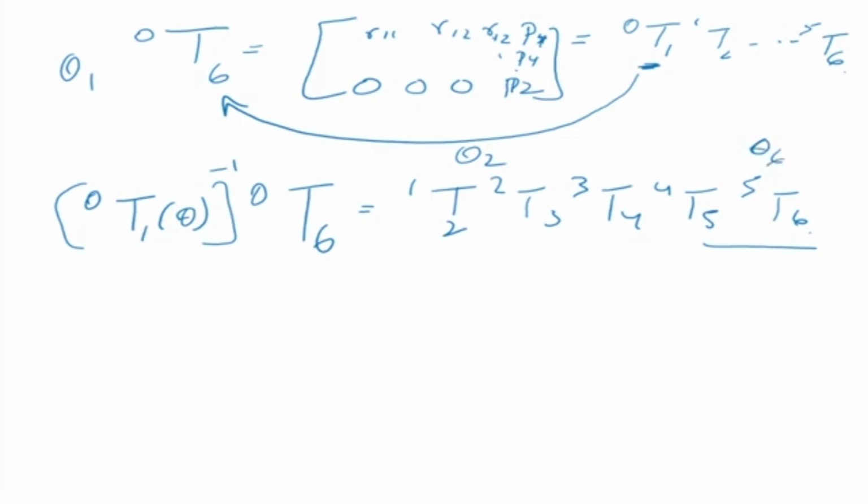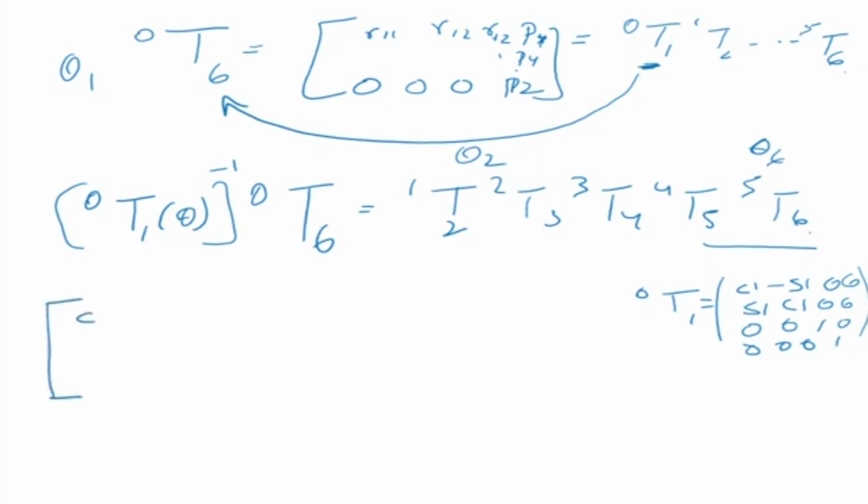Now what was theta 1? Theta 1 was cos, sine, cos. If you remember the first matrix, T0 to 1 was cos 1, minus sine 1, 0, 0; sine 1, cos 1, 0, 0; 0, 0, 1, 0; 0, 0, 0, 1. If I take the inverse of this, what we get is cos 1, sine 1, 0, 0; minus sine 1, cos 1, 0, 0; 0, 0, 1, 0; and 0, 0, 0, 1.